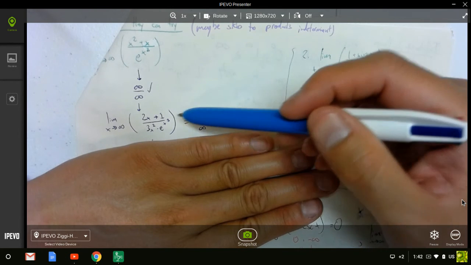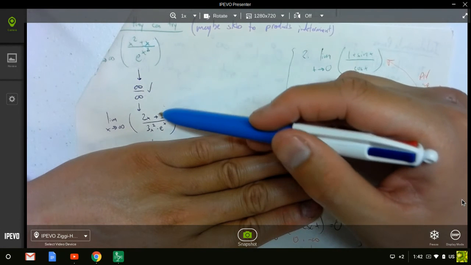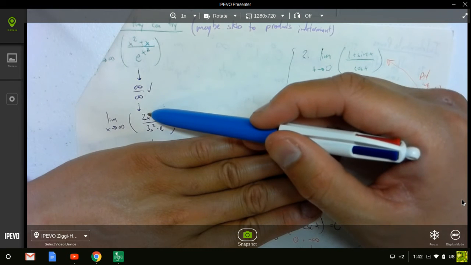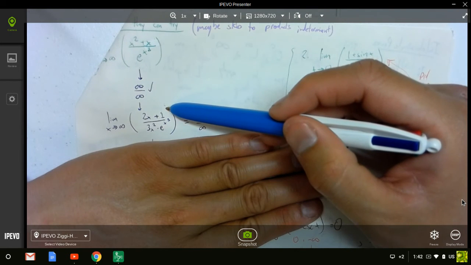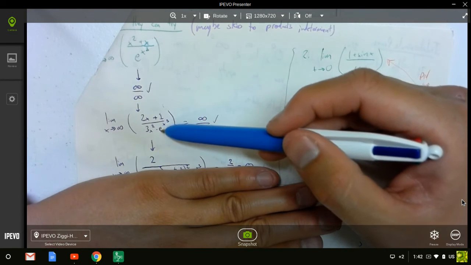Now, that means you have to take the derivative of the top part and the derivative of the bottom part. The top part's not that bad. The derivative would just be 2. The derivative of 2x plus 1 would just be 2 plus 0, right? So that's not a problem. You got 2.